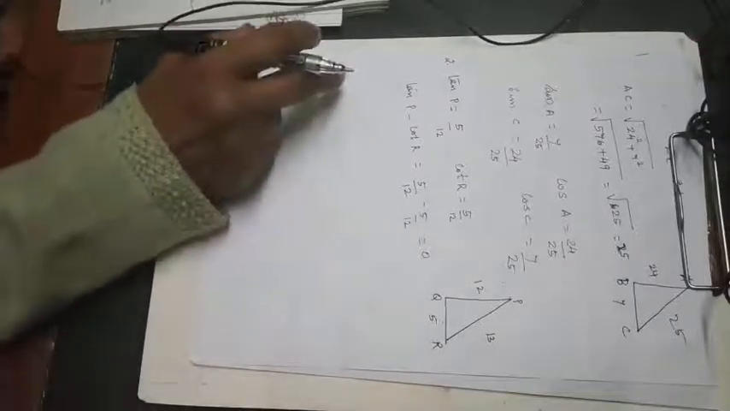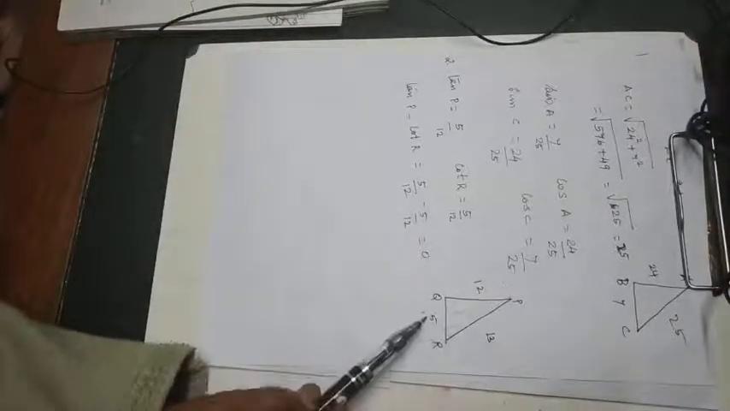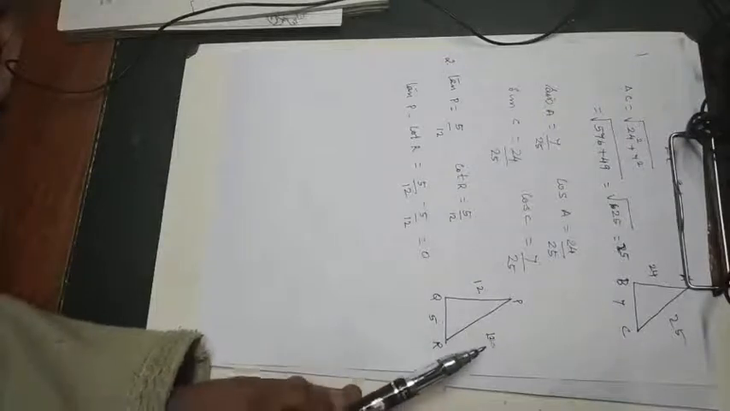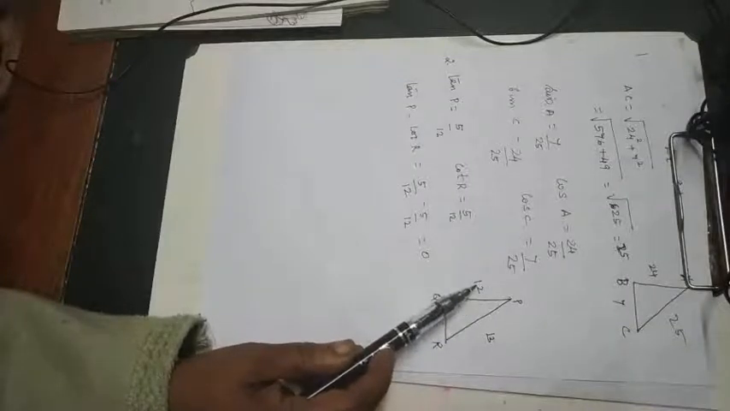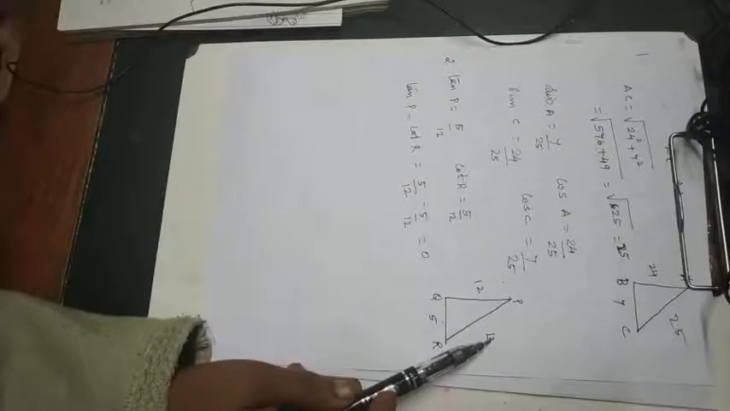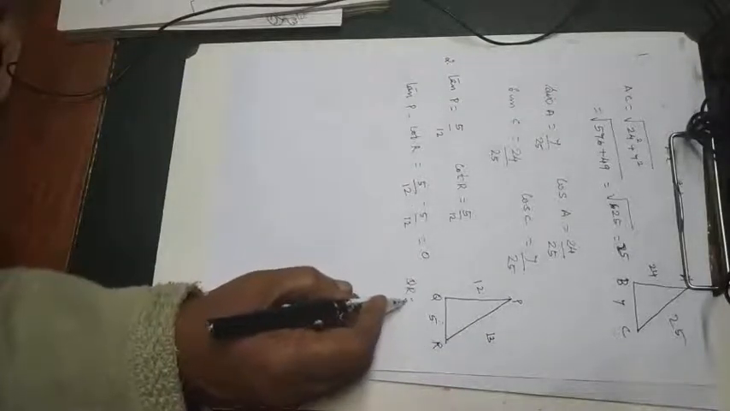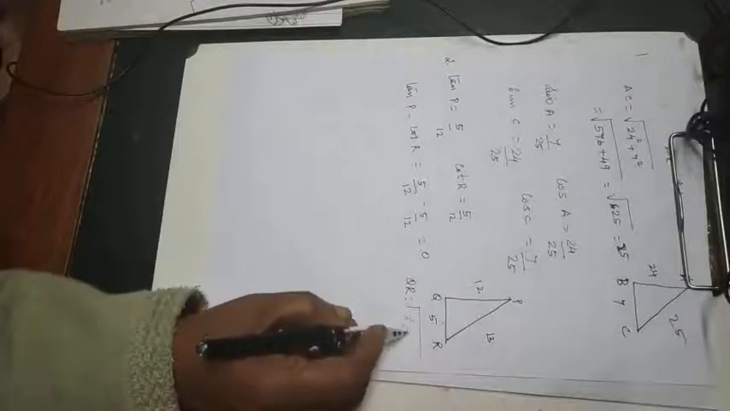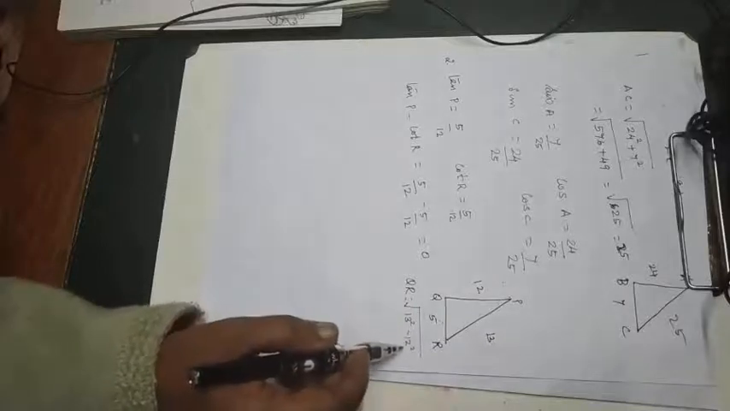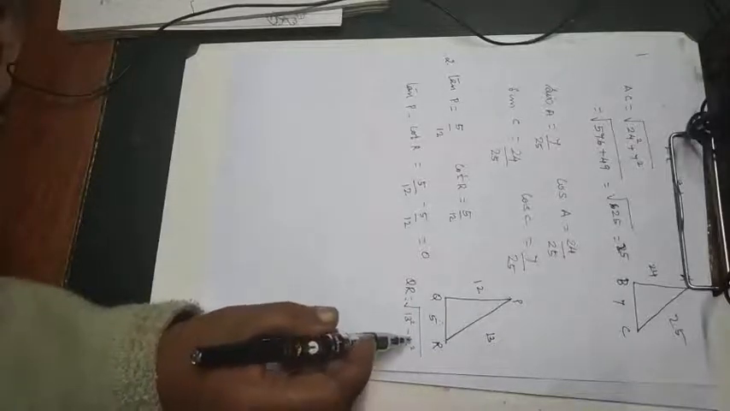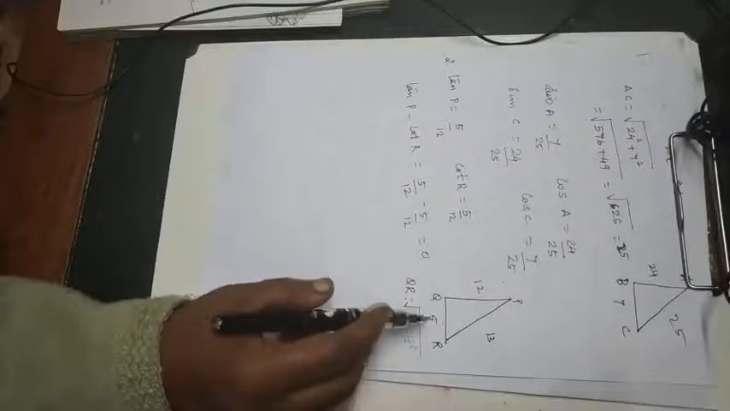Okay. So how did you get that? First you have to find out QR. How will you find QR? That is hypotenuse square minus altitude square. QR will be equal to root of 13 square minus 12 square. 13 square we know, 169 minus 144, so it will be 25. The root of that is 5.